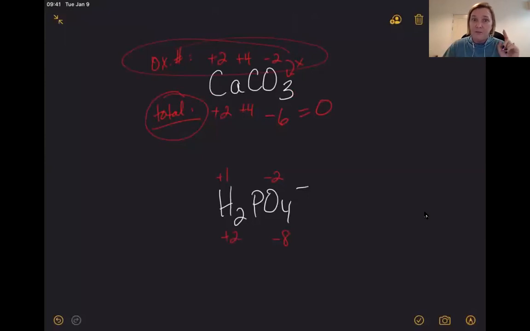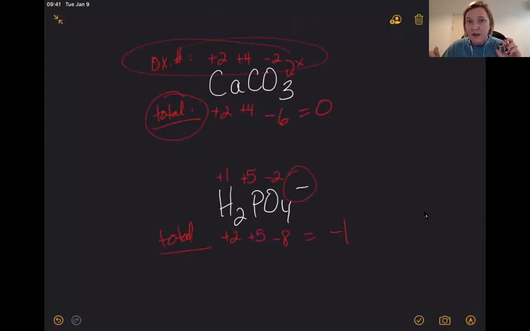Now, because it's an ion, we have a charge, which means the sum of all of the oxidation numbers has to equal the charge. So what number +2 minus 8 is equal to -1? And that is +5. Okay? And again, this is the total at the bottom. So the +5 is over all of the phosphorus atoms, which in this case is also 1. So the oxidation state for phosphorus is +5.